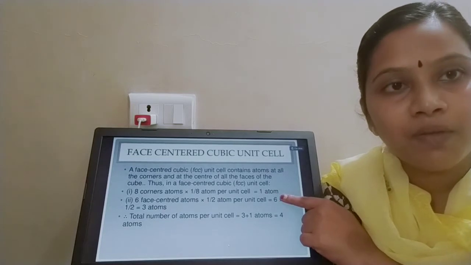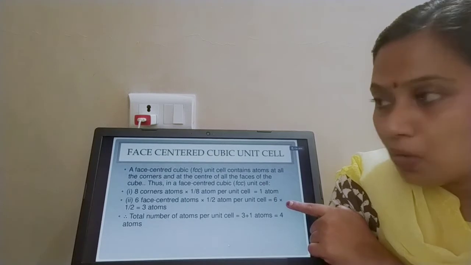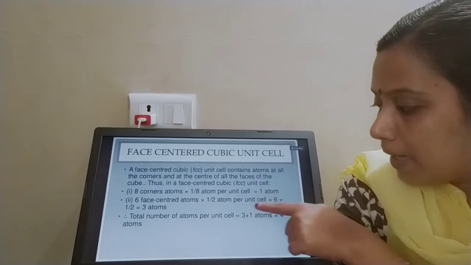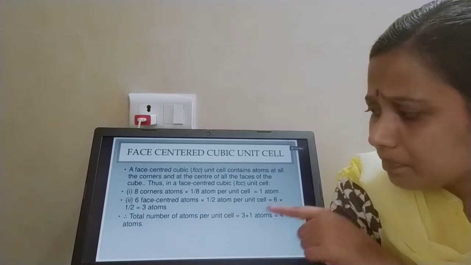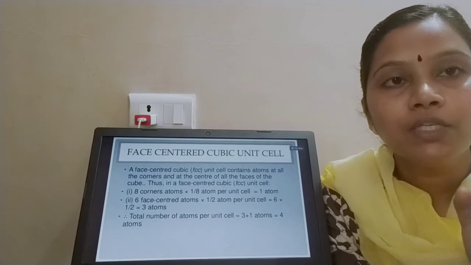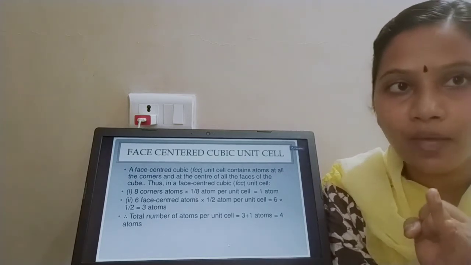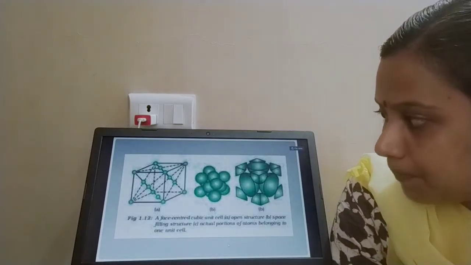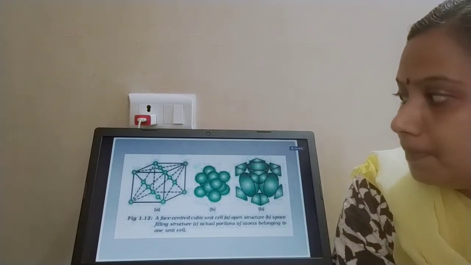This first step comes the same as in the primitive unit cell. And what is the second step? Since it has 6 face-centered atoms into 1 by 2 atom per unit cell, that is 6 into 1 by 2, which is nothing but 3. So, what is the total number of atoms present? It is 3 plus 1 atoms, that is 4. So, in the primitive cell, 1 atom. In the body-centered cubic cell, you have 2 atoms. And in the face-centered cubic unit cell, we have 4 atoms present. Now, this is the structure of the face-centered cubic cell.